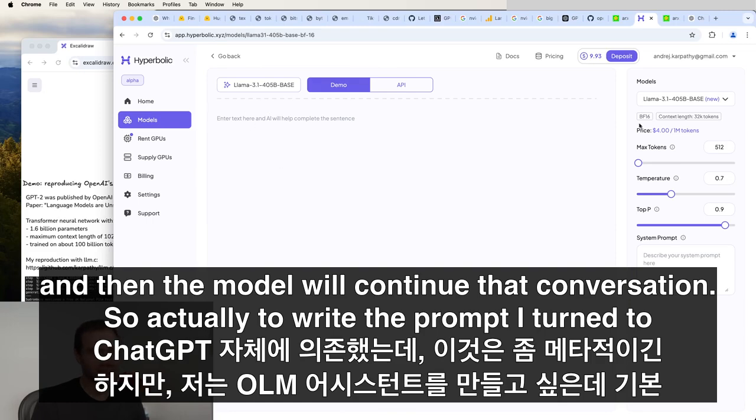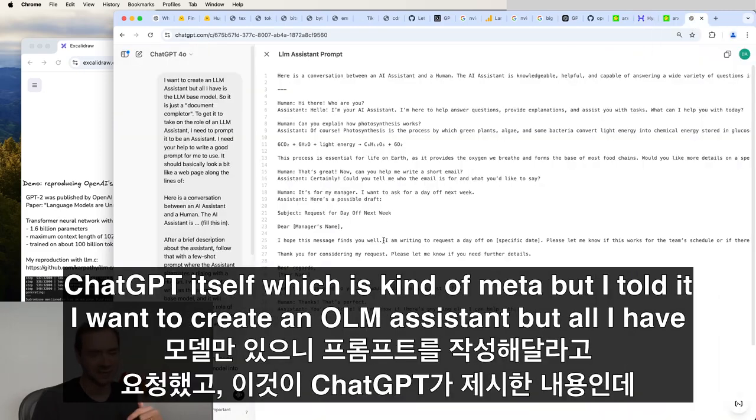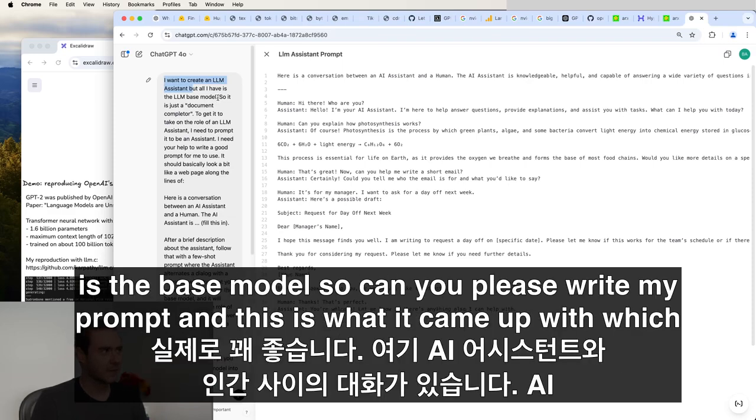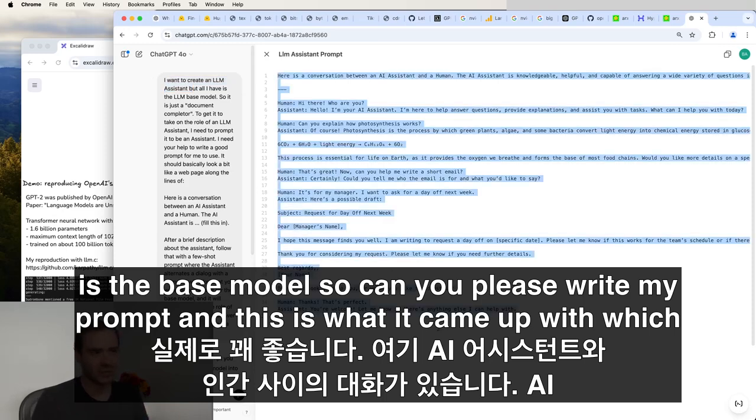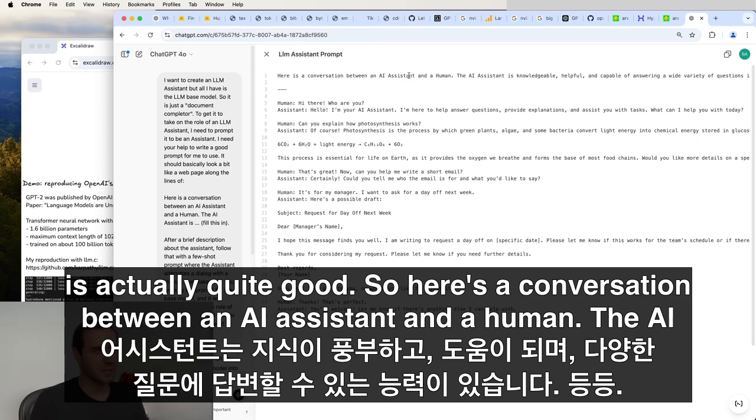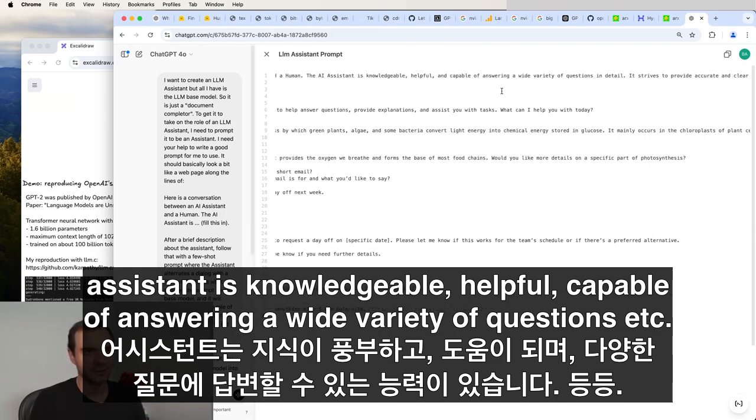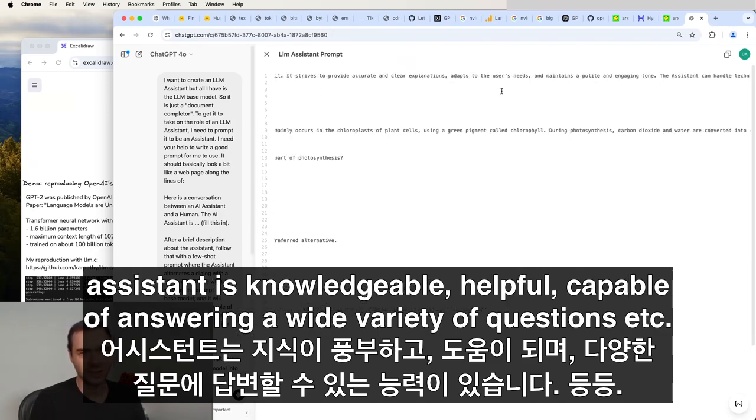So actually to write the prompt, I turned to ChatGPT itself, which is kind of meta, but I told it, I want to create an LLM assistant, but all I have is the base model. So can you please write my prompt? And this is what it came up with, which is actually quite good. So here's a conversation between an AI assistant and a human. The AI assistant is knowledgeable, helpful, capable of answering a wide variety of questions, etc.